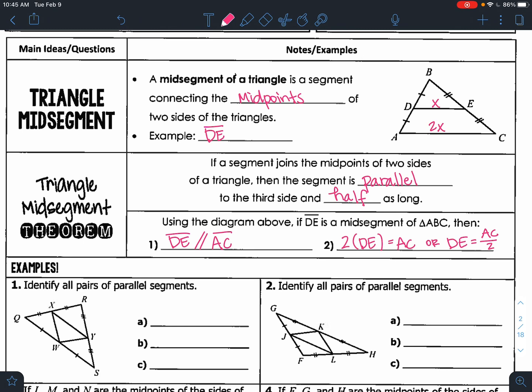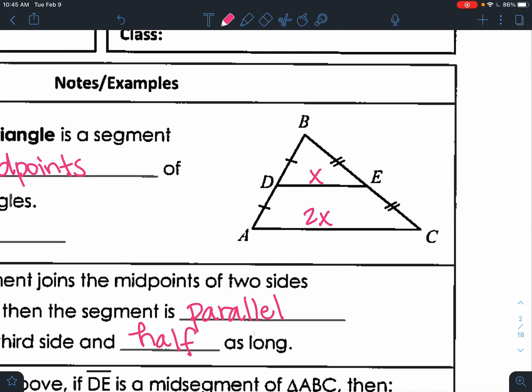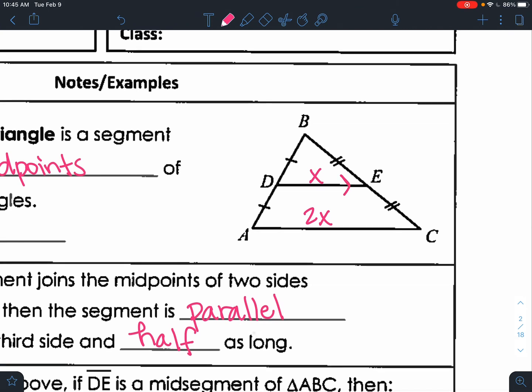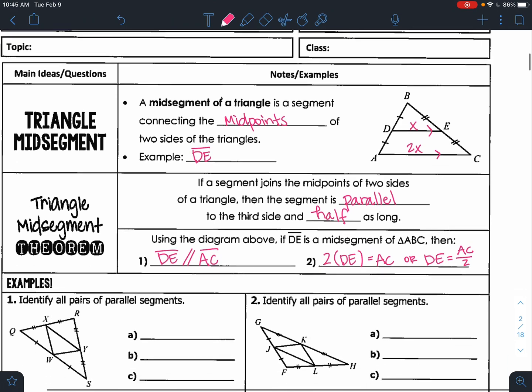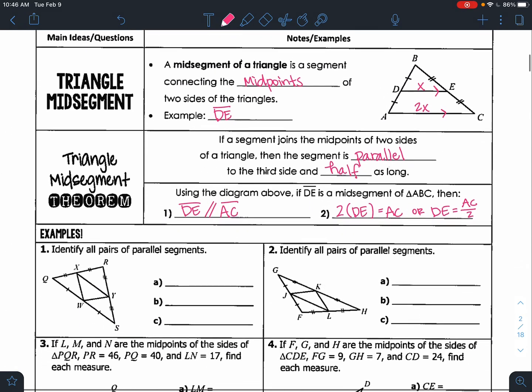If a segment joins the midpoints of two sides of a triangle, then the segment is parallel to the third side and half as long. So if we take a look at our picture here, DE will be parallel to AC, and DE will also be half of AC. So one way that we can write that is 2 times DE is equal to AC, or DE is equal to AC divided by 2, depending on which numbers you want to take half of or double.